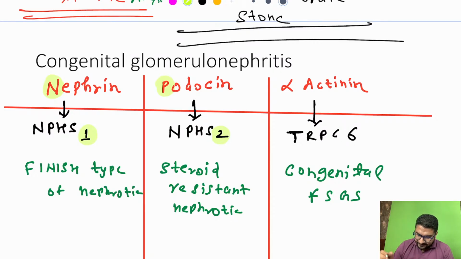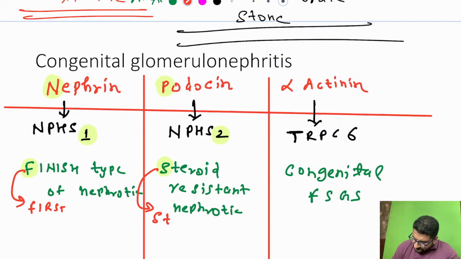Suppose you got rank 1, say 260 marks in the FMGE exam. When you get rank 1, what will you tell everyone? You will tell everyone I got first rank. So F for Finnish, F for first. Suppose you got rank 2, then what will you tell? You will tell I got second rank. S for second, S for steroid. So understand this thing. It is very simple.